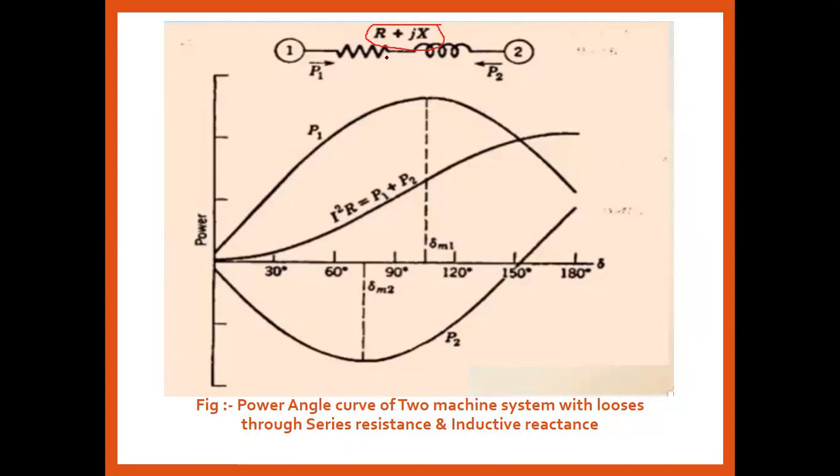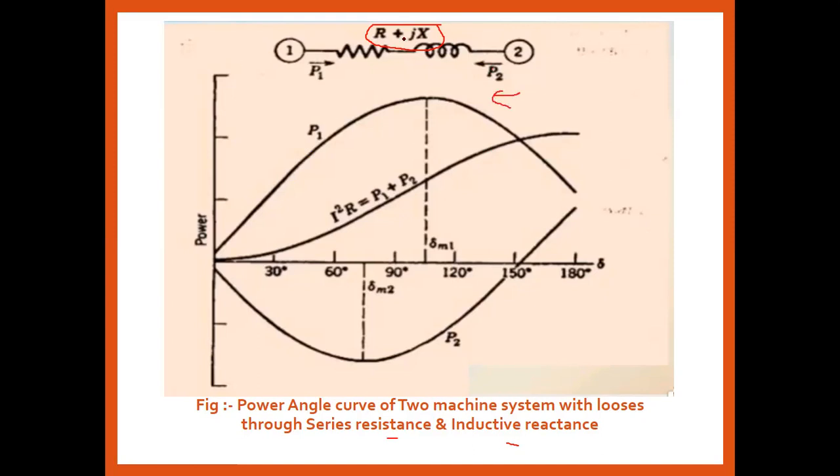Here the resistance is used, that's why the with losses parameter condition must be used. The power angle curve of the two machine system with losses through the series resistance and reactance is shown in the figure, where P1 is the generator and P2 is the motor load. It just draws power, that's why its direction is toward the infinite bus.